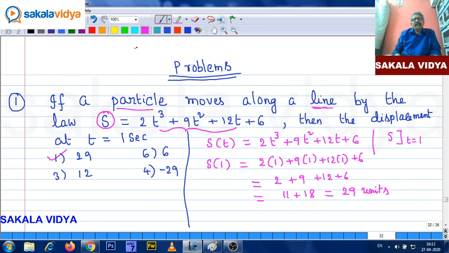Put t as 1: 2 into 1 cube plus 9 into 1 square, that is 9, plus 12 into 1, plus 6. That is 2 plus 9 plus 12 plus 6, which is 11 plus 18. So, 29 units is the answer. That means the first option is the right option.